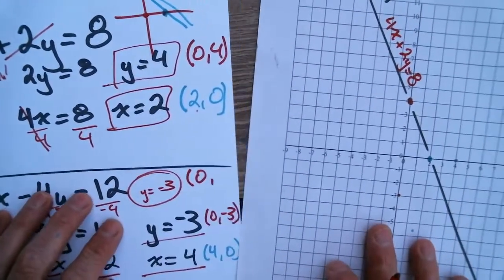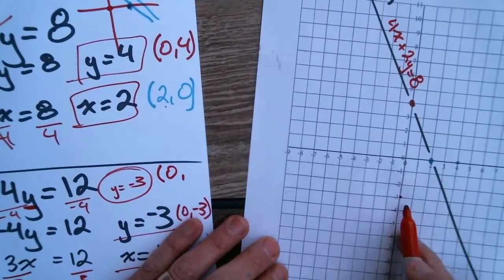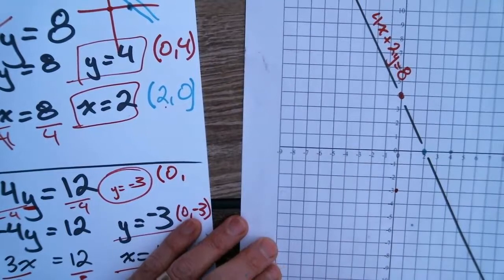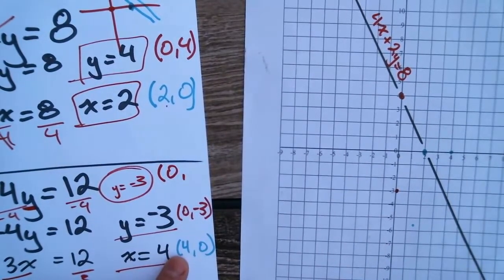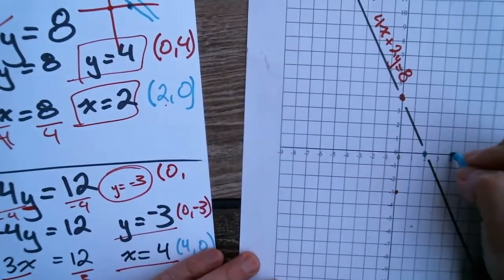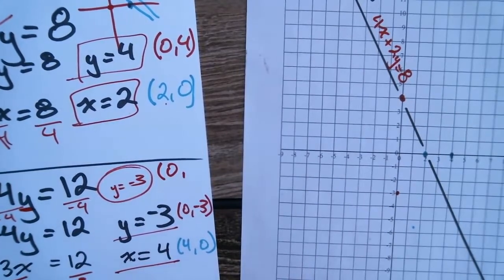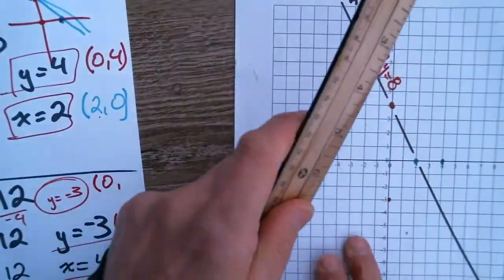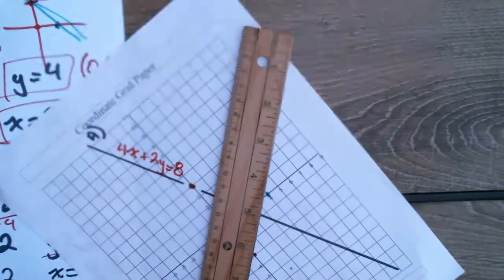Okay, now let's plot the next one. So I get 0, negative 3. There's my first point. And my x-intercept is 4, comma 0. 4, comma 0. What do we do next? Not too hard. Connect them with a ruler.